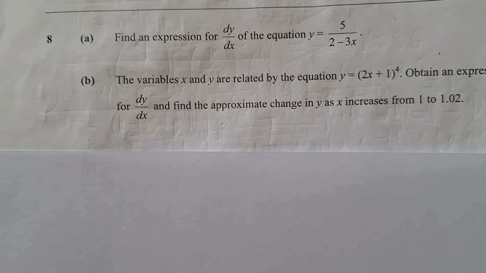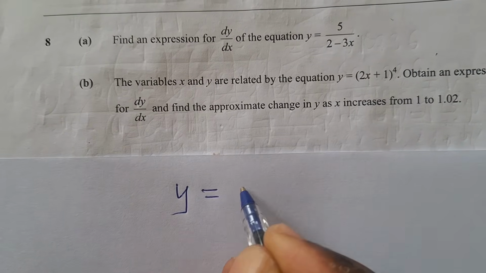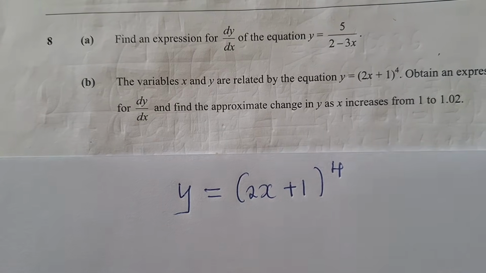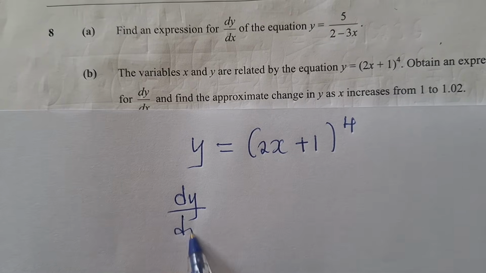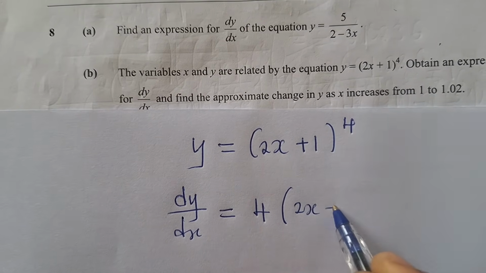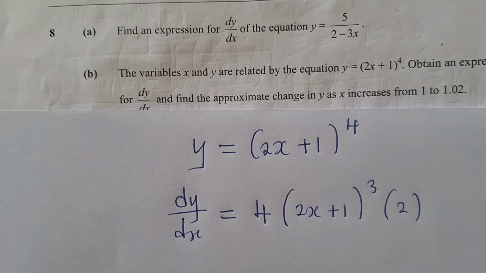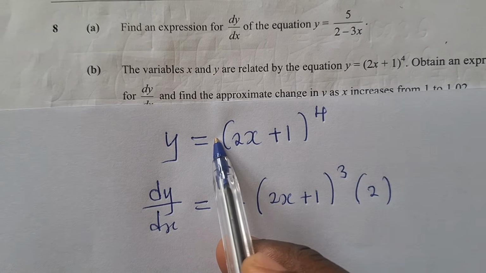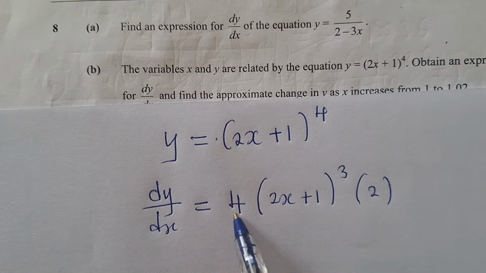1.02. So the first thing here is to copy an equation, which is y = (2x + 1)^4. And then find its derivative, that's dy/dx, which will be equal to 4(2x + 1)^3 and the 2 here. So how have I found this derivative? Just check the coefficient which is here, multiplied by the power. So there's 1 times 4, it's a 4.